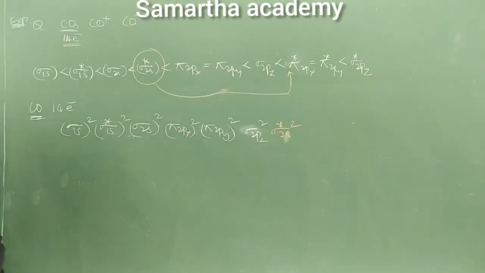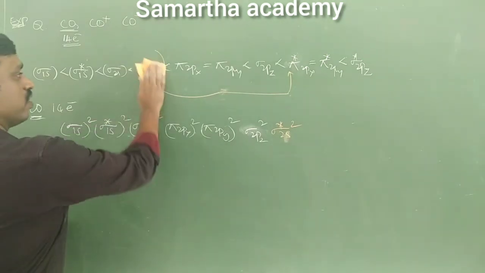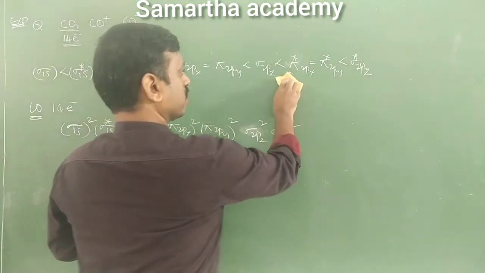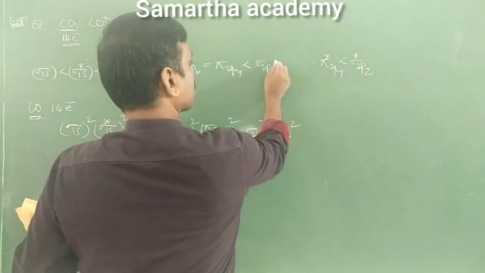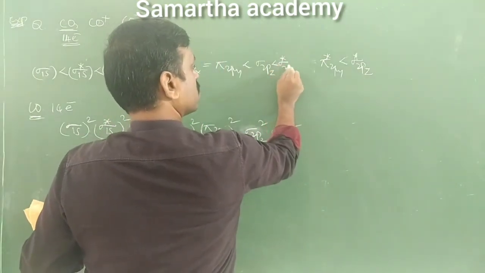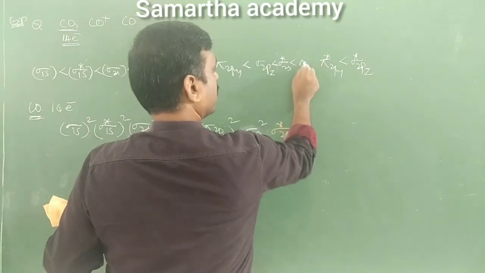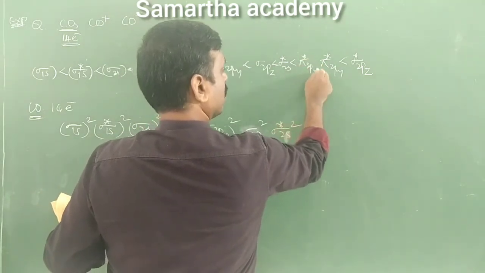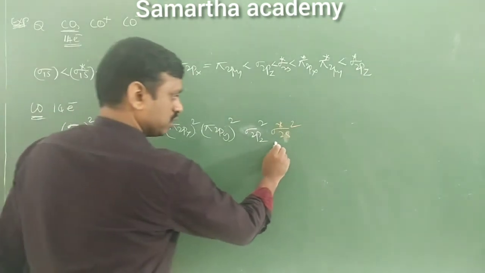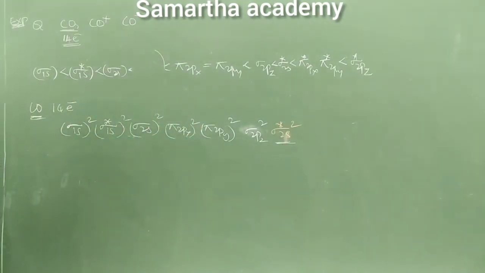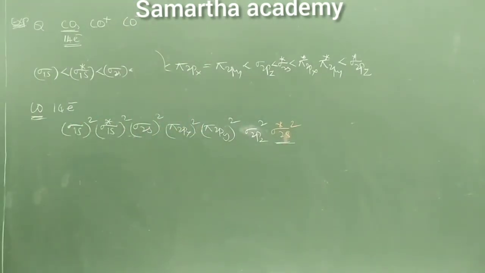So therefore, if you want to write this electronic configuration, you should write here: sigma star 2s, then pi star 2px as it is. It means in CO molecule, the last electron is present in sigma star 2s 2. This is only one change. That too particularly in CO molecule only. We don't have another molecule.